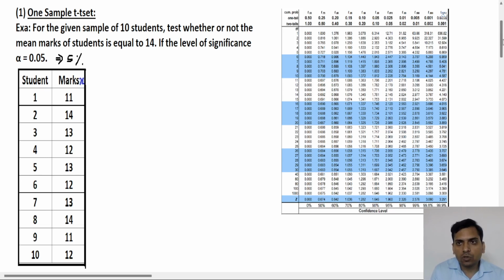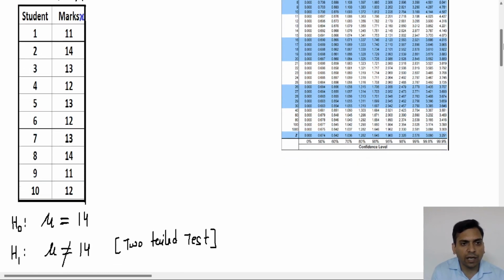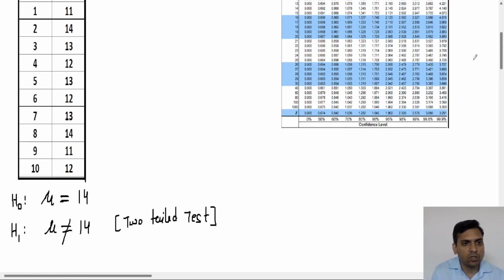So now in this case, first we will write the null hypothesis and the alternative hypothesis. In the null hypothesis, we always use the equal symbol, and the equal symbol goes with the standard value. The standard value is what? 14. 14 is the target marks, the mean marks, the population average marks, we can say. So in the t-test, we always first consider the null hypothesis H0 with the equal symbol.